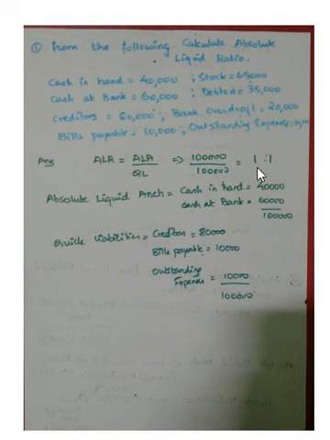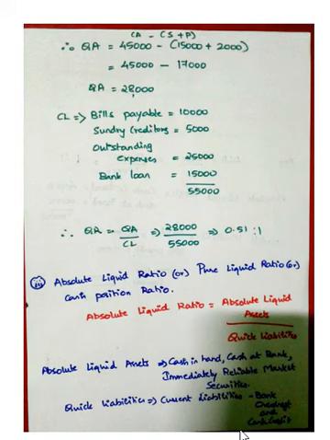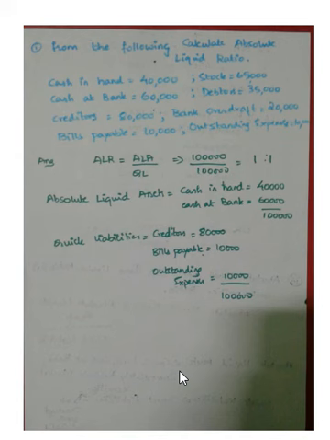So the ideal ratio for an absolute liquid ratio is 0.5 is to 1, or 1 is to 2, which means for every 1 rupee of quick liabilities there should be 2 rupees of quick assets in hand. So this I have given here, which is not written, so you all can write it down: 0.5 is to 1 is the ideal ratio of the absolute liquid ratio.